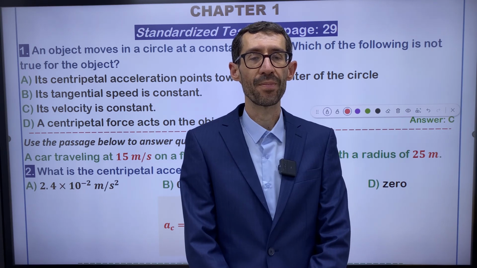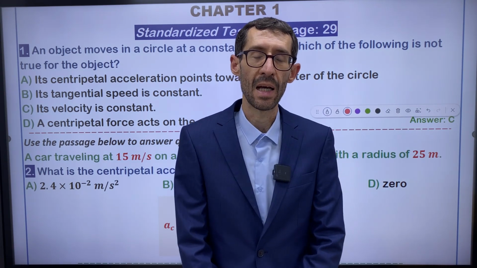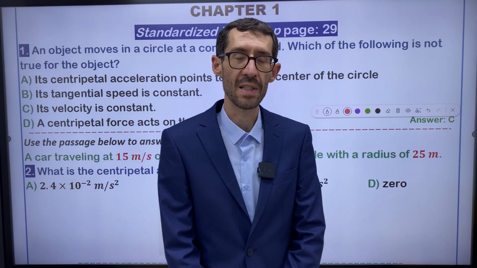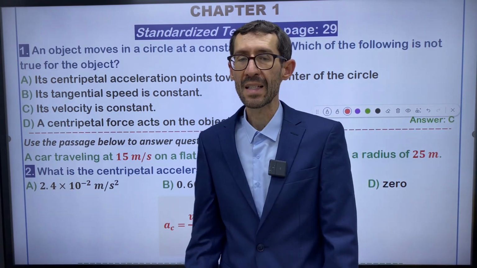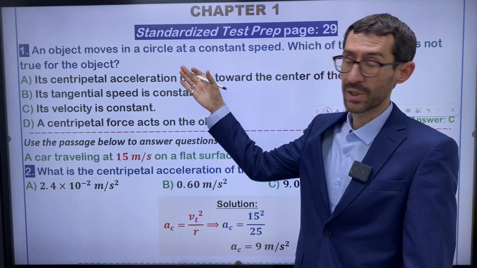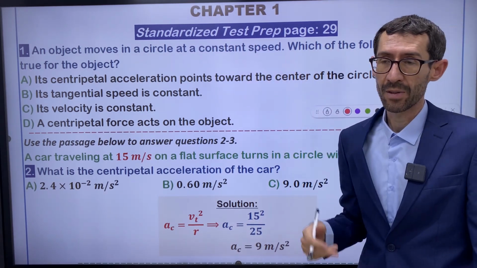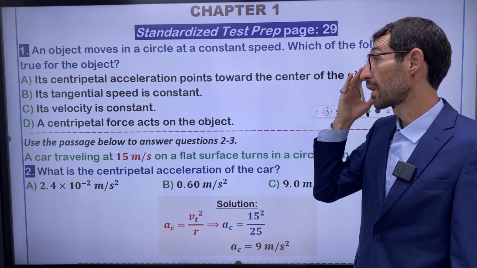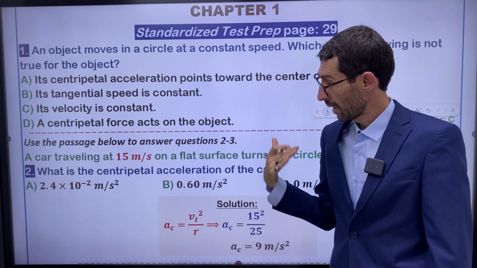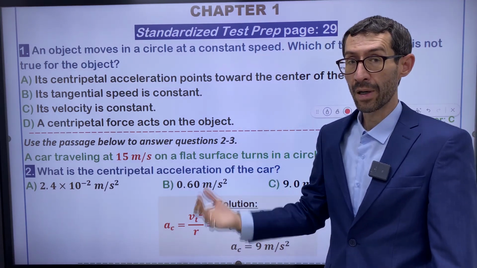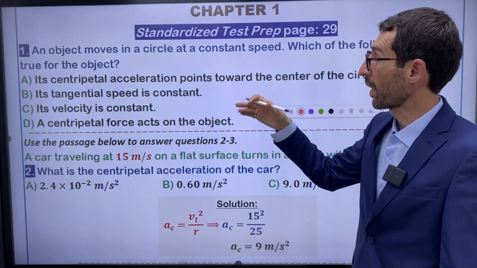In previous lessons, we finished chapter 1 and we answered and solved some questions and problems that have to do with the chapter. Right now, this is the last part of chapter 1, which is standardized test prep, page 29. Let's move on to question number 1. The first questions are multiple choice, and let's discuss them together.